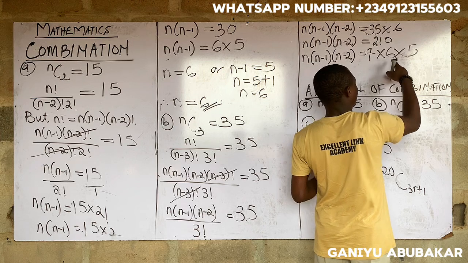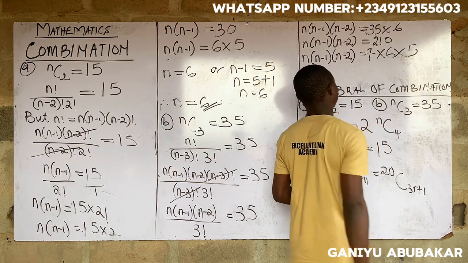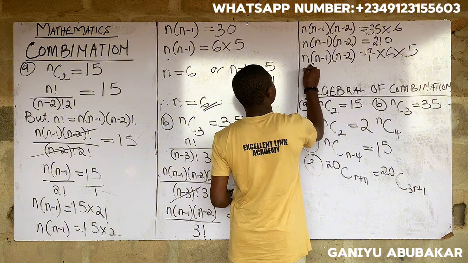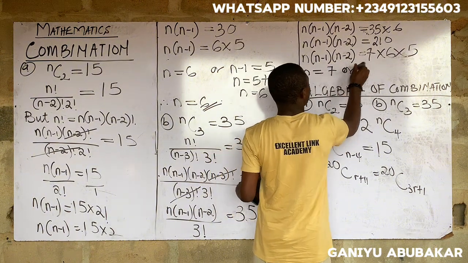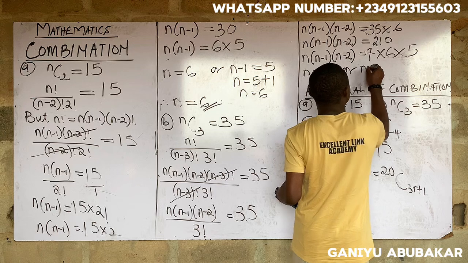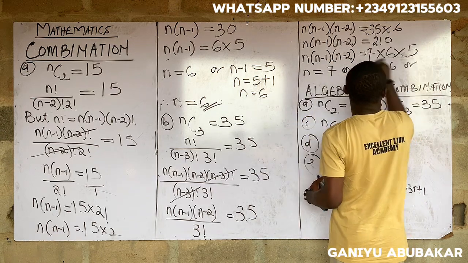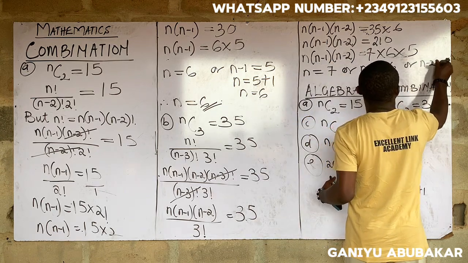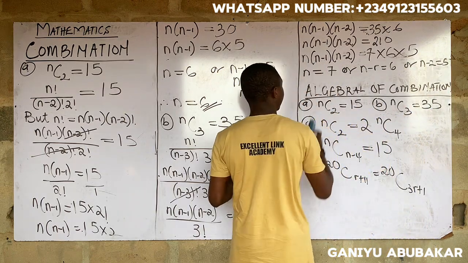7 minus 6 is 1. 6 minus 5 is still 1. So these are the values there. So I will equate this n to what? This 7 first. So my n is 7. Or pick out this one: n minus 1 equal to what? This 6. Or pick out this one: n minus 2 equal to what? 5.